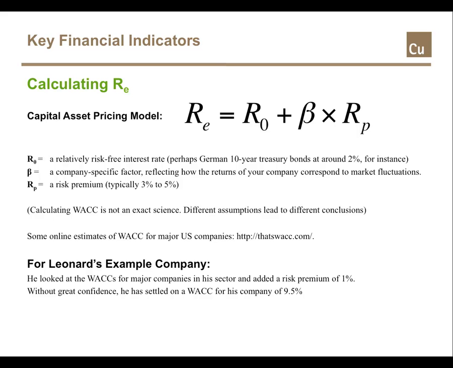But in our example company, Leonard took a pragmatic approach. By looking at the WACCs of major companies in his sector and adding a risk premium, he came up with a WACC of 9.5%.